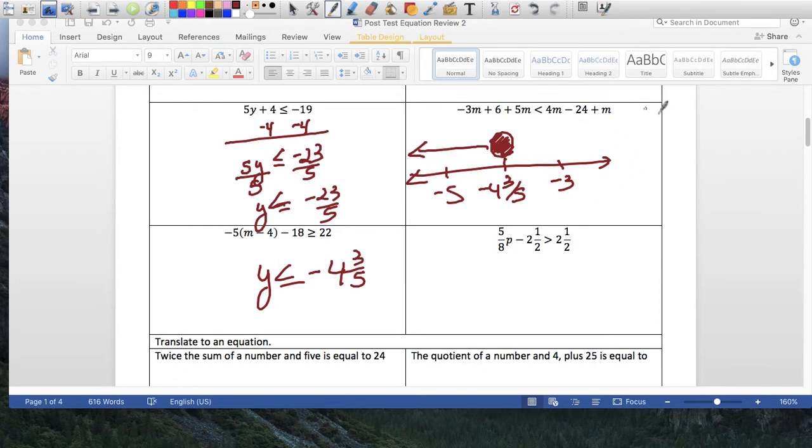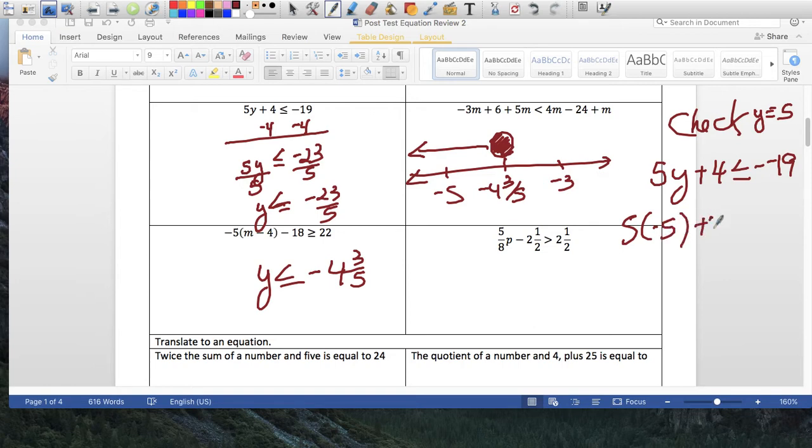So check, pick a number on the left side. Let me just pick negative 5, and let's see if that's true. So I get 5y plus 4 less than or equal to negative 19. I'm going to pick y equals negative 5. So I get 5 times negative 5 plus 4 less than or equal to negative 19. 5 times negative 5 is negative 25, plus 4 is negative 21, and that is definitely less than negative 19. So all that is necessary.